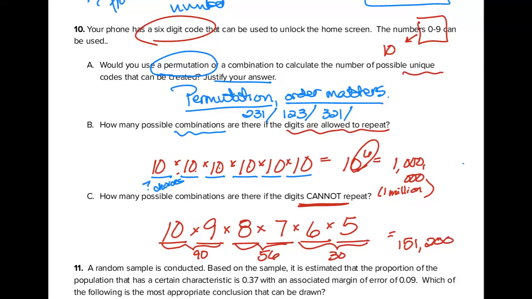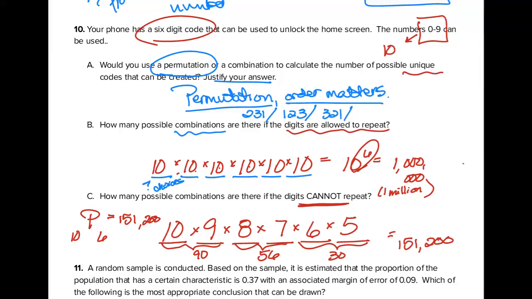Now, this also is a permutation. This is a permutation of 10 different digits taken 6 at a time. Starting with 10. So if I do that, I'm pretty sure it is, permutation 6 at a time, I should get the same thing. And I do. 151,200.